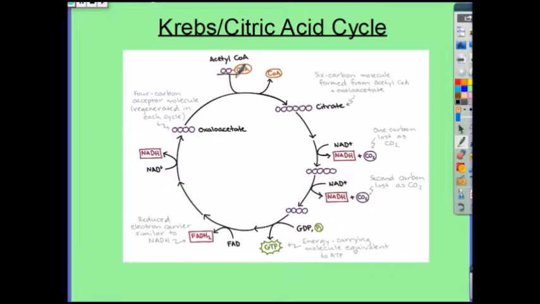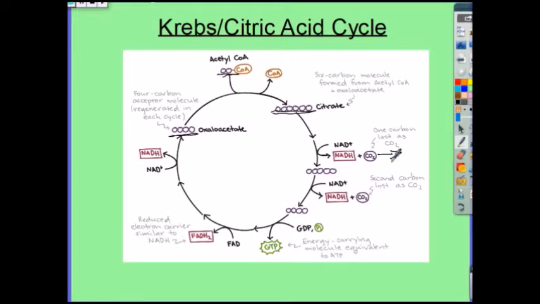The next step is the Krebs or the citric acid cycle. It enters as a 2-carbon compound and turns into a 6-carbon compound that turns back into a 4-carbon compound, which is reused for the next cycle. So in the first step, acetyl-CoA joins with the 4-carbon molecule oxaloacetate and releases the CoA group and creates a 6-carbon compound called citrate.